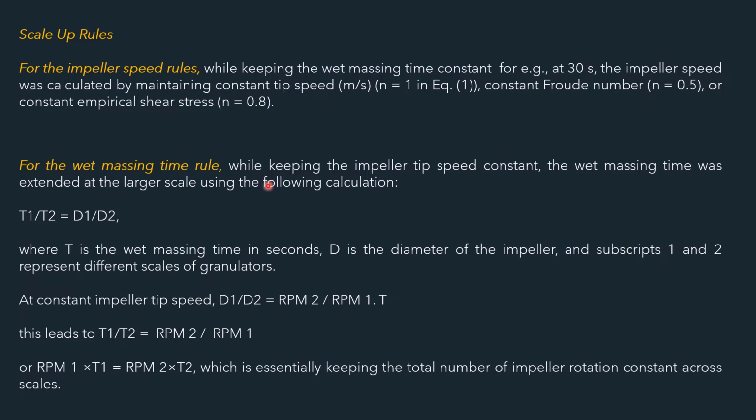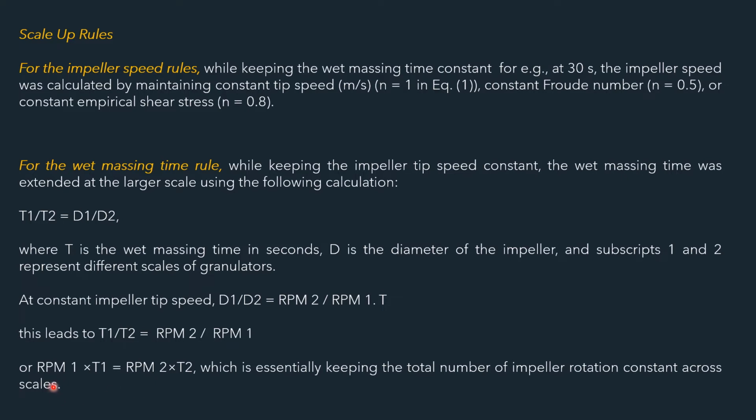So how can you change the kneading time? This is how you arrive at the equation. T1 by T2 equals D1 by D2, kneading time at one scale divided by kneading time at the second scale equals the diameter of the first scale over the diameter of the second scale, with n equal to 1. This can be equal to RPM 2 by RPM 1, and so you arrive at this equation. Remember RPM 1 into T1 equals RPM 2 into T2. Use this equation to calculate the kneading time, meaning kneading time is inversely proportional to the RPM.